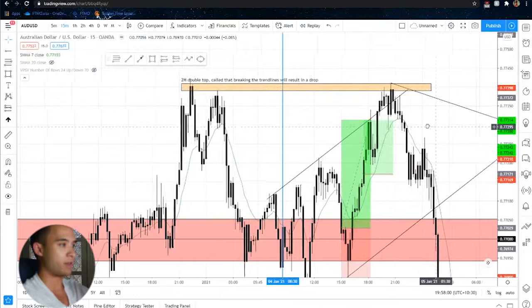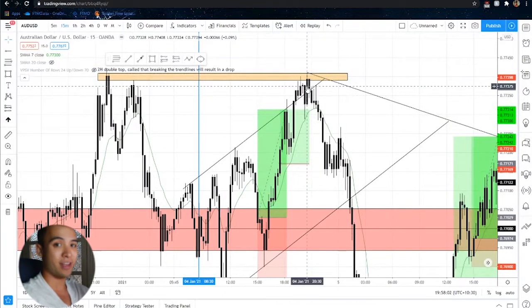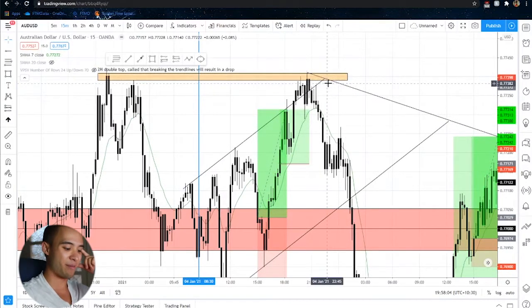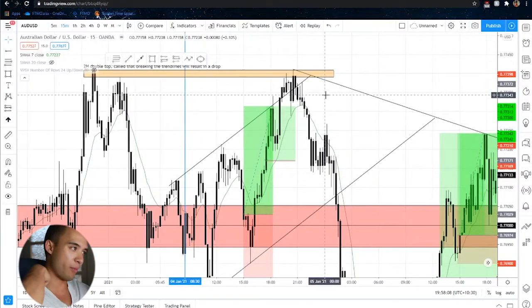Now price created a double top. This would have been a very good sell opportunity, to be honest, and I'm kind of mad that I missed it, but I'm not mad at all, honestly.